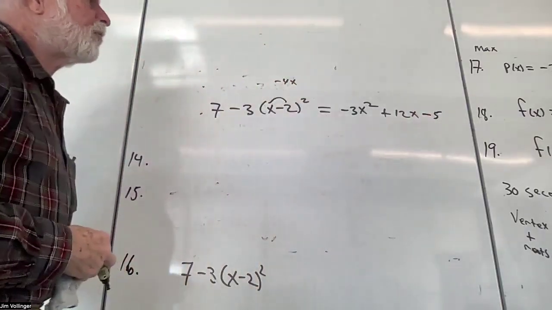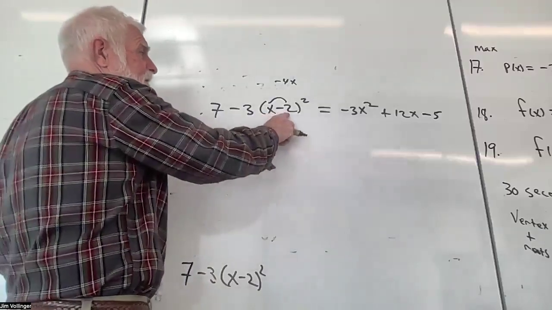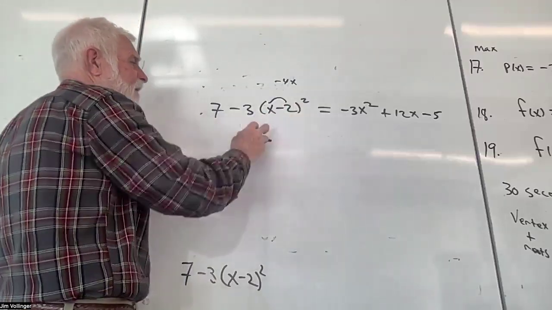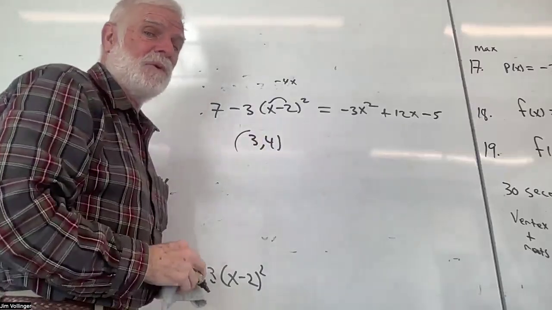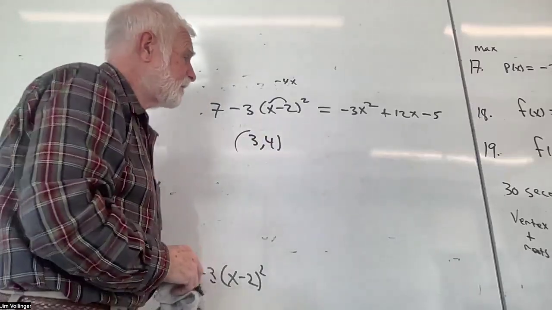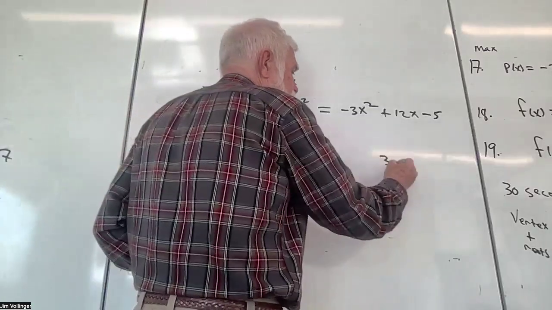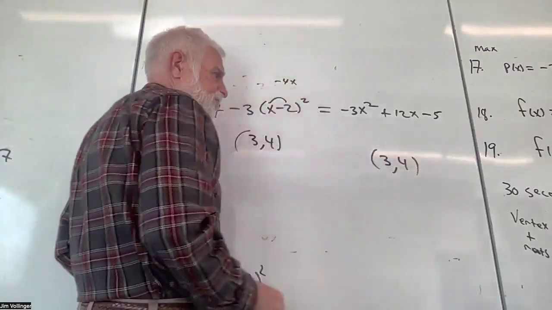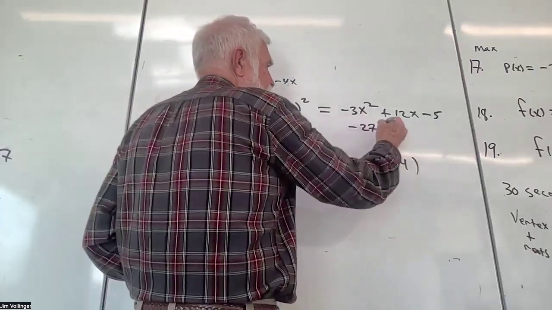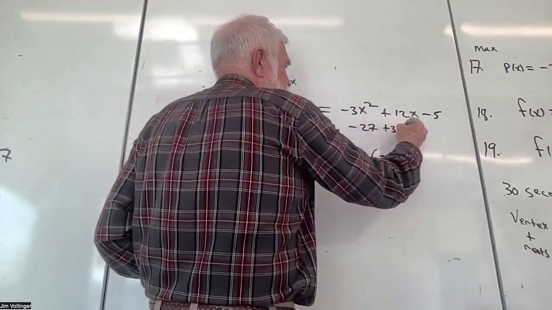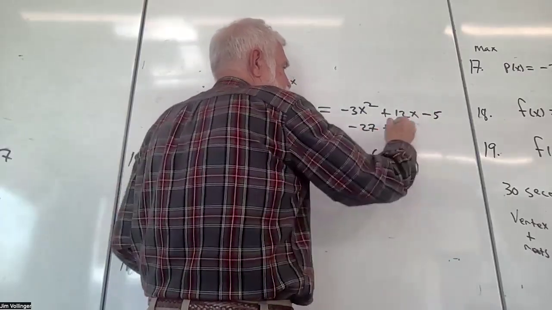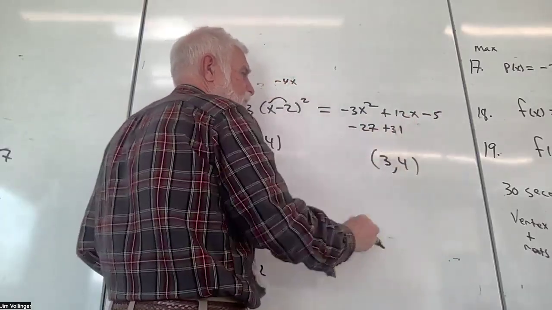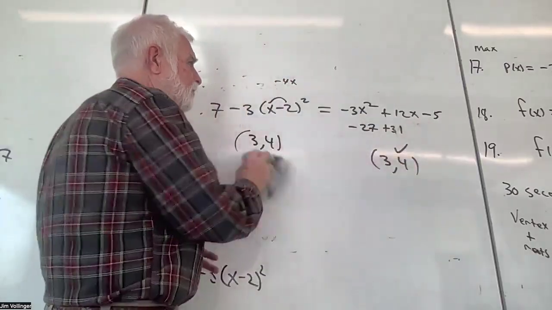Let's put the number 3 in. 3 minus 2, 1 squared, 1. 7 minus 3, 4. 3 gets me 4. Let's say we're on a final exam. We want to make sure we didn't make a careless error. Then over here, a 3 better get us a 4. Let's try it. Minus 27 plus 36 minus 5, which is 31. 31 minus 27, positive 4. I move on.